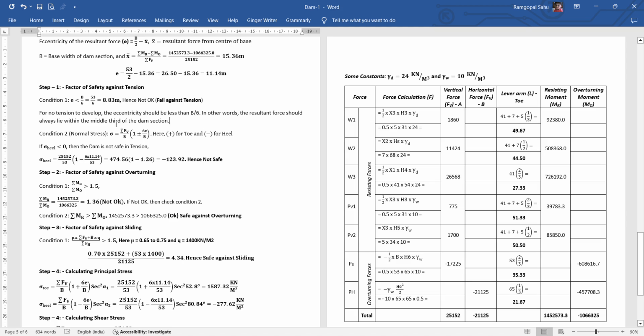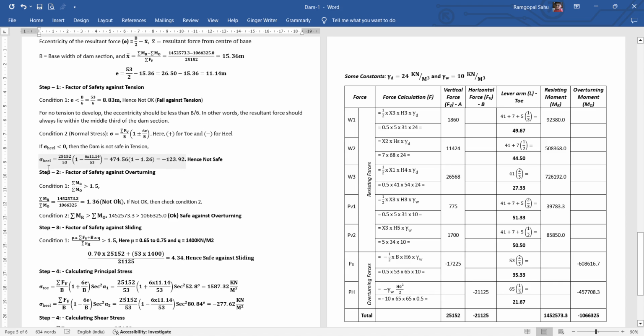Let us see condition 2, that is the normal stress. Normal stress says that if the stress on the heel is less than 0, then the dam is not safe in tension. So let us find the normal stress in the heel. Here we have an expression: the summation of vertical forces over the base width, into 1 plus or minus 6e by B. Here plus is for the toe condition and minus is for the heel condition. So we will check for this condition.